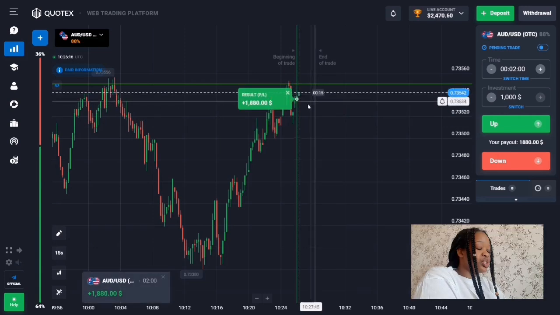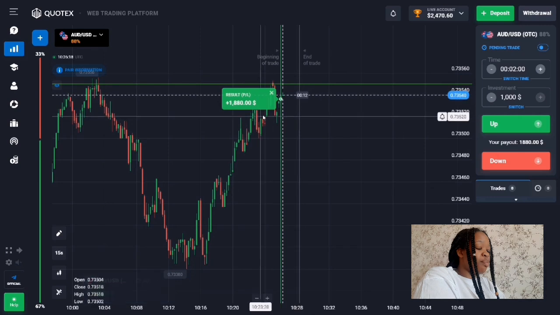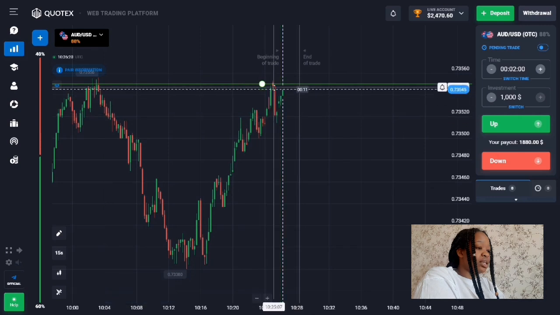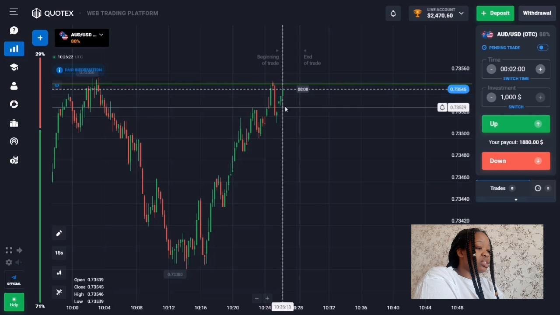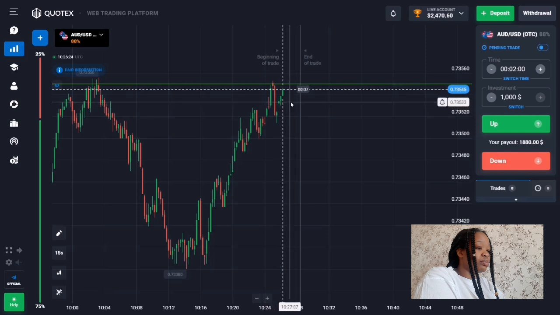Well, analyzing this trade, price resumed trend upwards and I've got the profit again. So this time was chosen correctly, so let me go on.